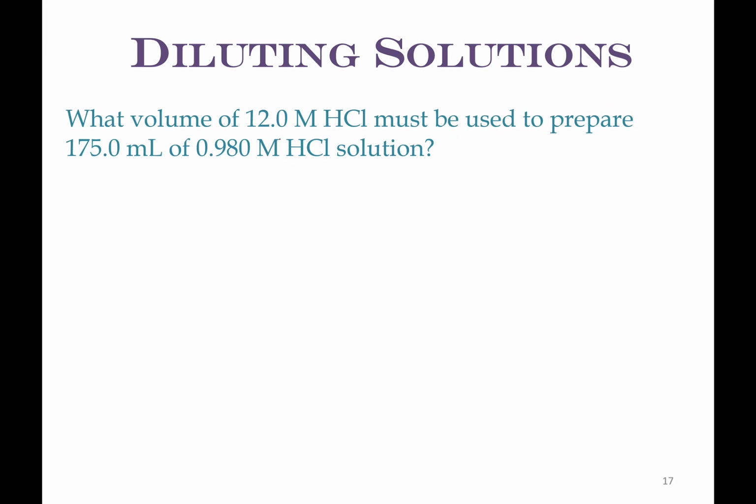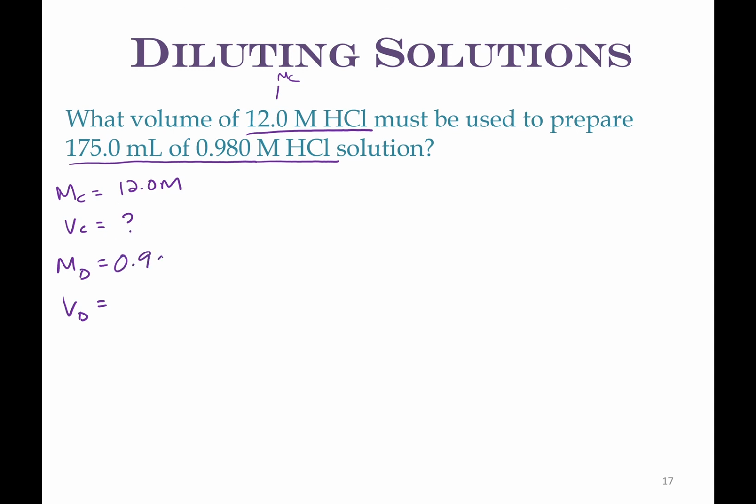What volume of 12 molar hydrochloric acid must be used to prepare 175 milliliters of 0.980 molar hydrochloric acid? So this is obviously more concentrated, so this would be the molarity of the concentrated. So MC VC is equal to MD VD. 12.0 molar VC. What volume of that do we need? So we're looking for that volume. MD, this is the molarity of the dilute, 0.980 molar, and we need 175 milliliters of that.